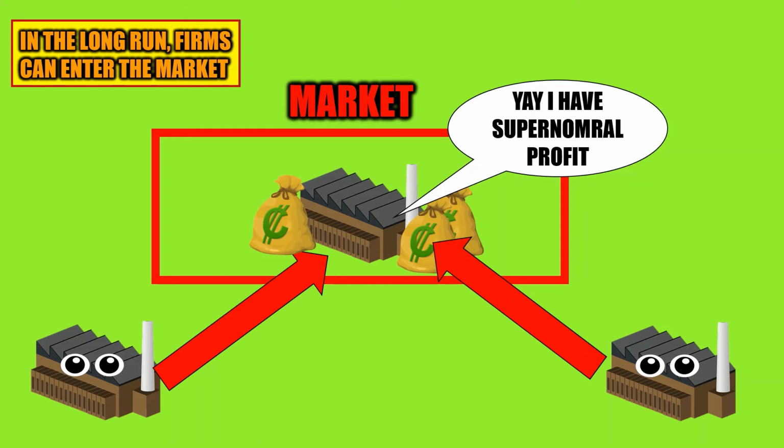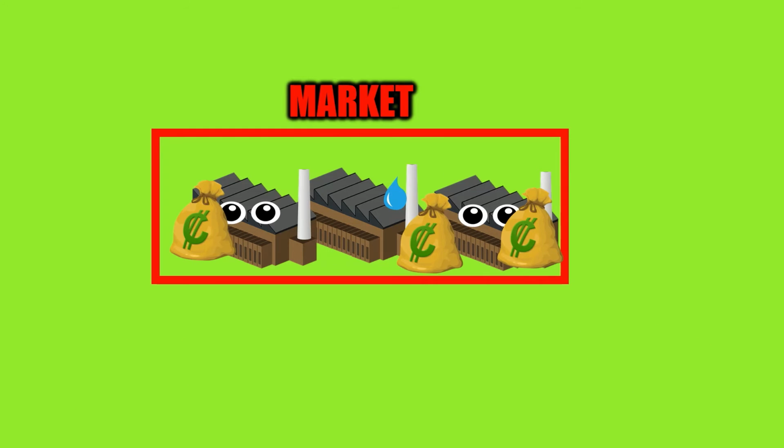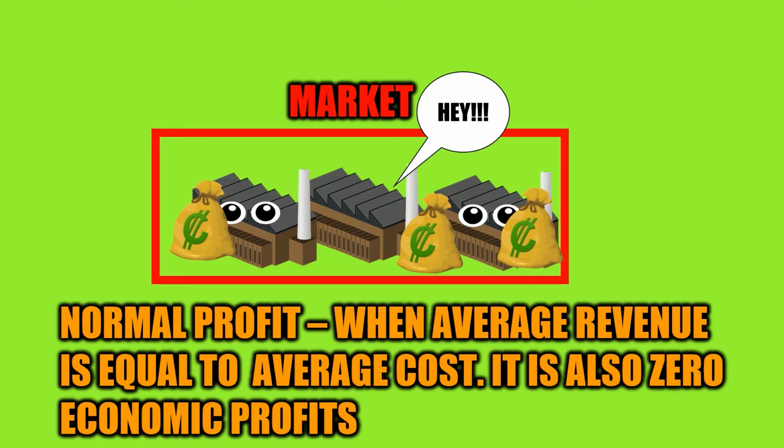However, in the long run, new firms may enter or existing firms may exit the market. New firms, now attracted by the high levels of supernormal profit, enter the market. This new rise in competition will push down prices, hence pushing down profits. So firms can only make normal profit, where average revenue equals average cost. This is also known as zero economic profit, which I know sounds weird, but it has to do with opportunity cost, and I may explain that in another video.